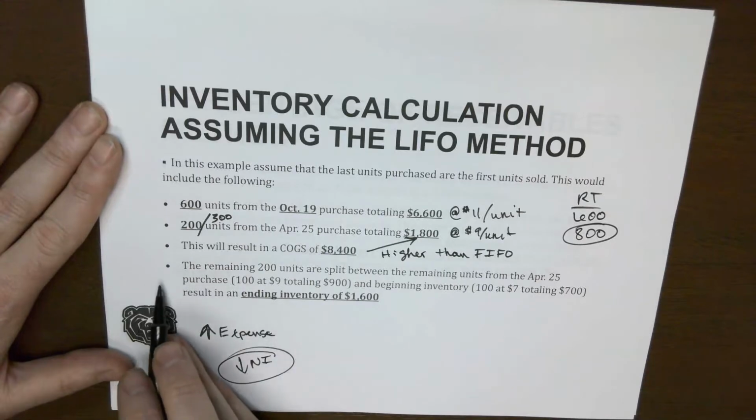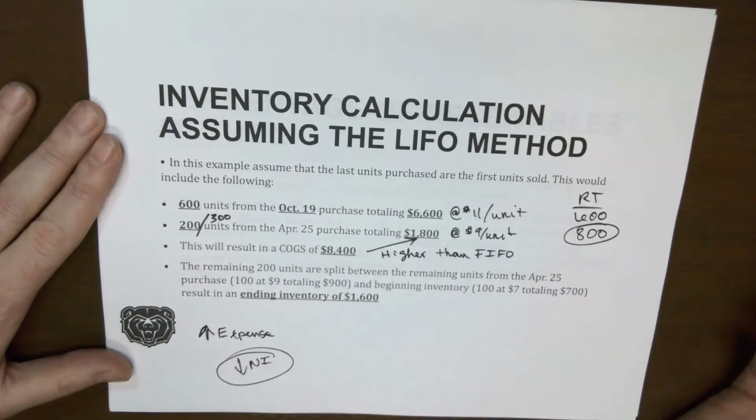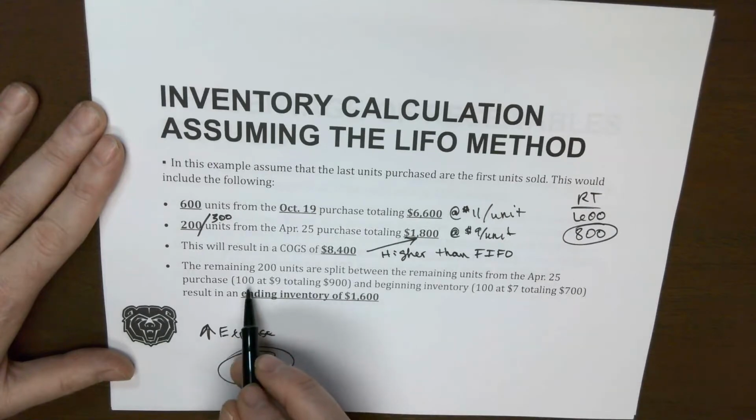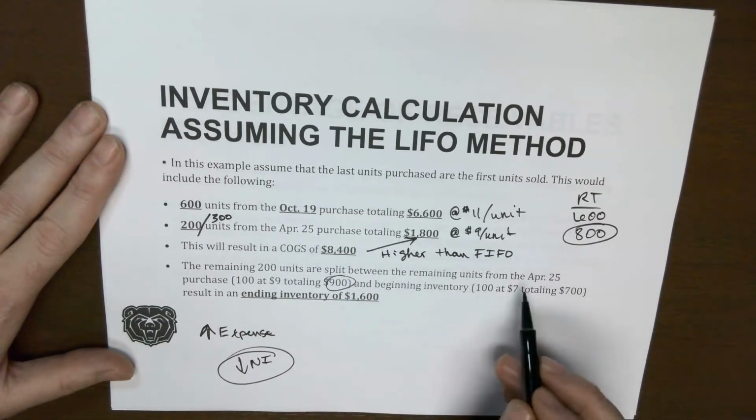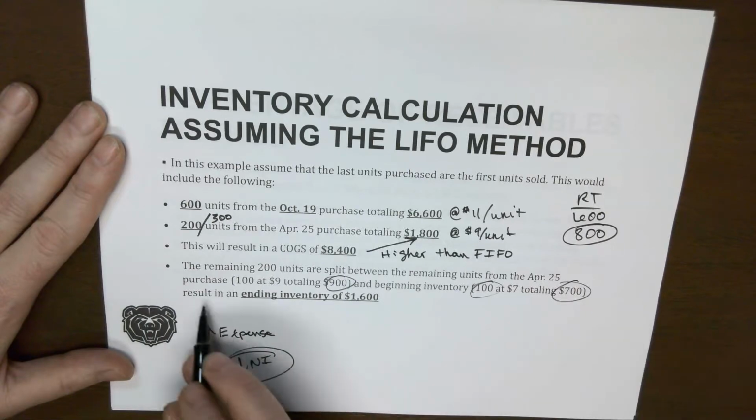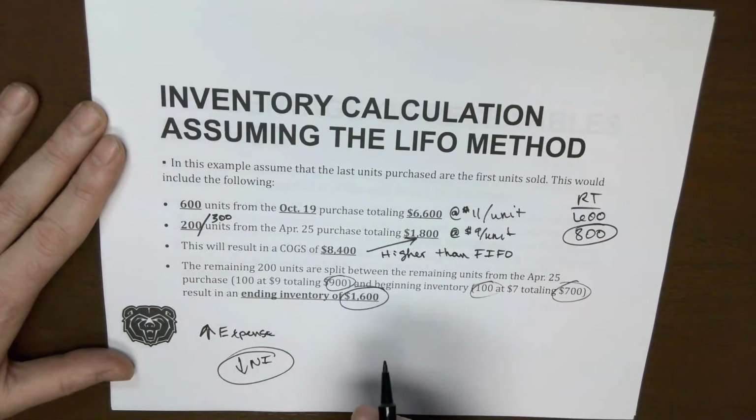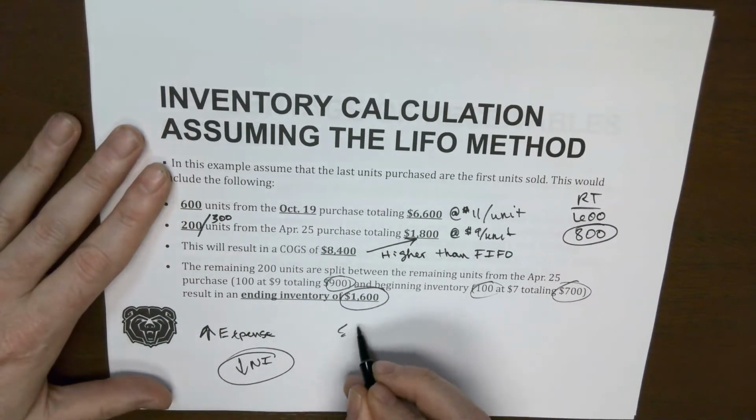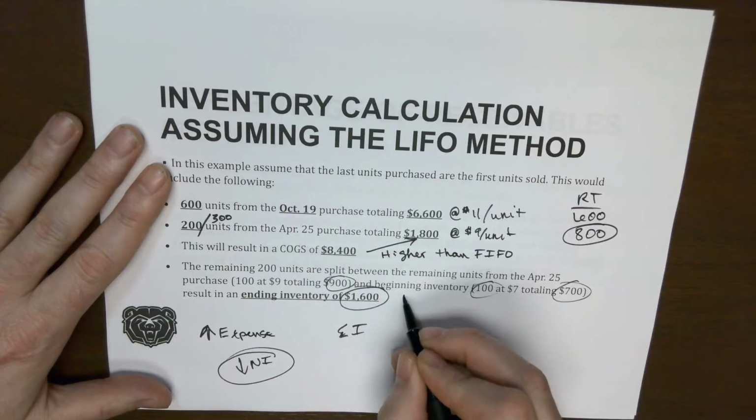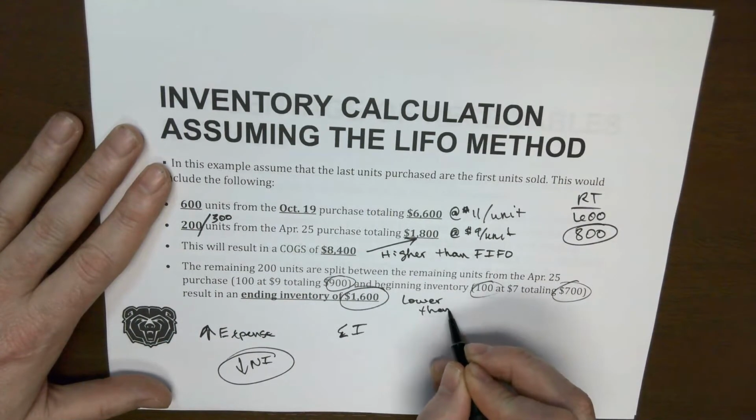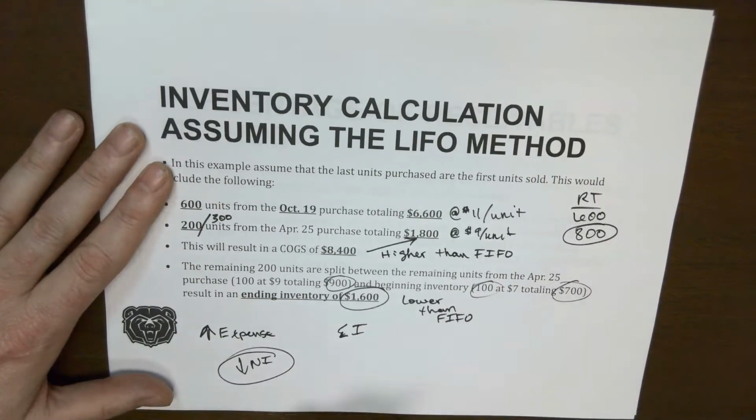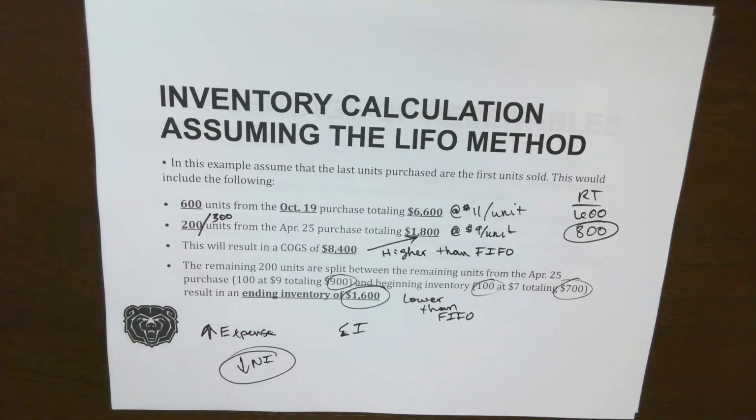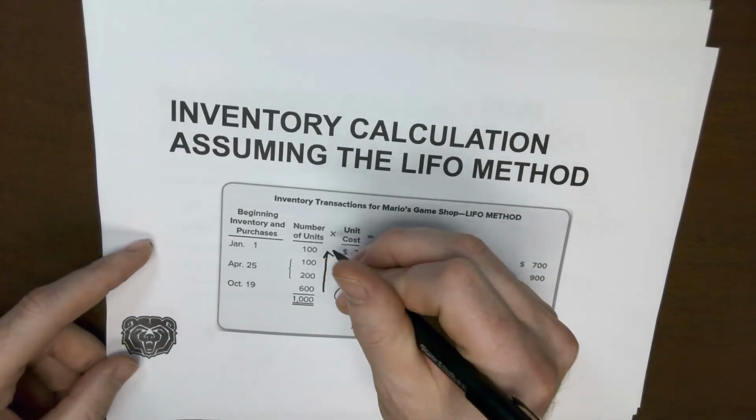tax liabilities. So anyways, the remaining 200 units we split between the remaining units from the April 25th purchase, 100, so you're going to have $900 there, and the beginning inventory of 100 at $700, so your ending inventory is $1,600. And we'll notice that that is lower than FIFO, so you're going to have a little less on your balance sheet. That's how we would calculate that on the LIFO method. Just remember, going from the bottom up with the LIFO method.